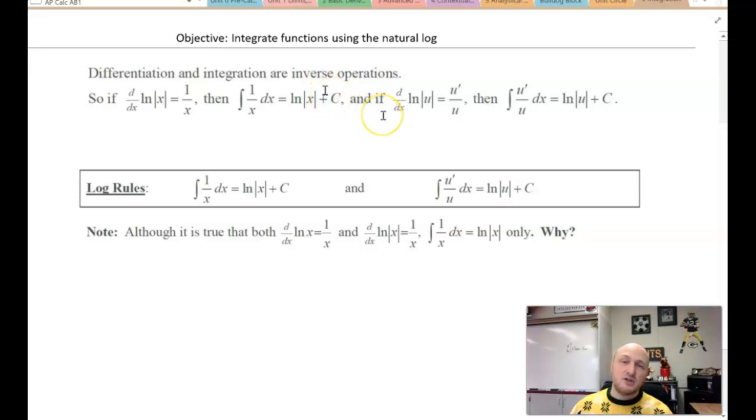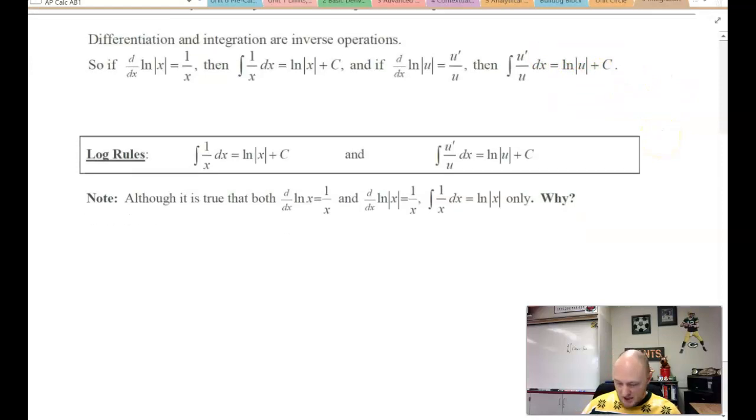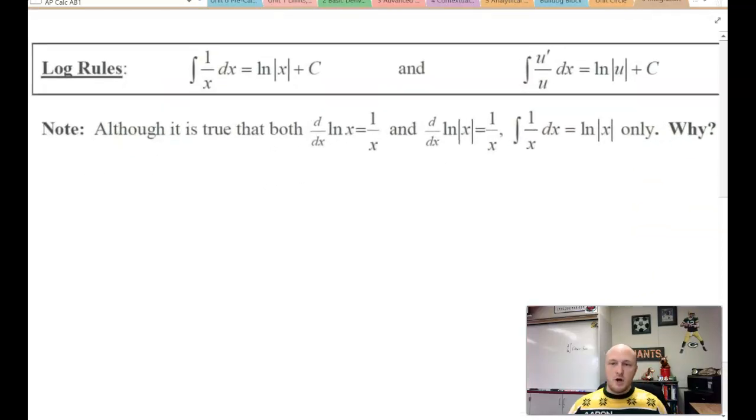As well, if I have the chain rule form of this, if I'm taking a derivative of the natural log of the absolute value of u, where u is a function of x, I get u prime divided by u, right? 1 over u times the derivative of the inside. So if I want to integrate something with a function in the denominator and its derivative in the numerator, that's going to be equal to the natural log of u plus a constant. Okay, so here are the integration rules for logarithms. The integral of 1 over x dx is the natural log of the absolute value of x plus c.